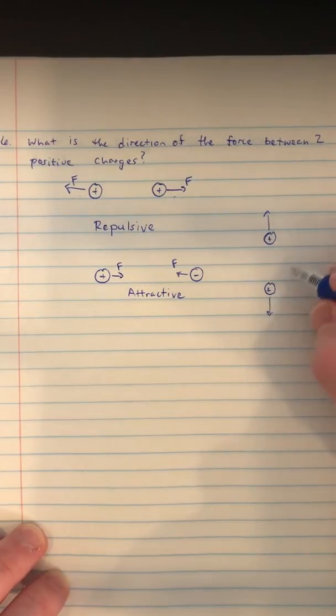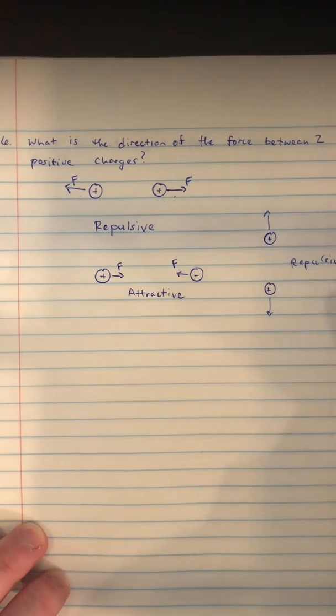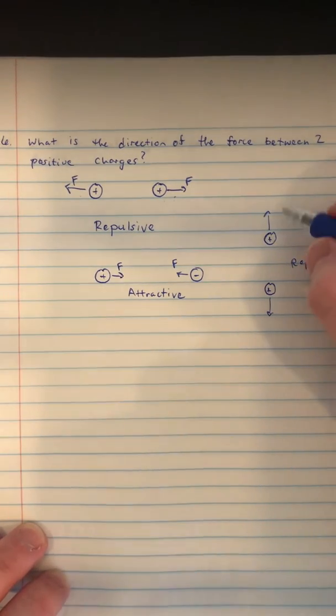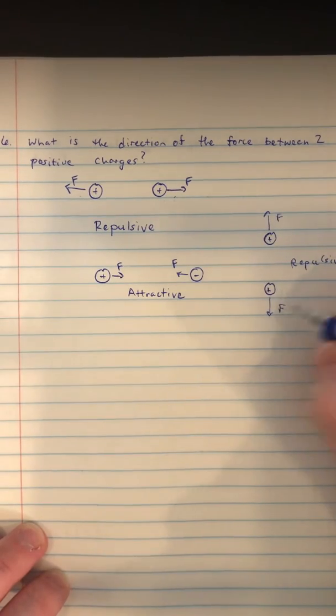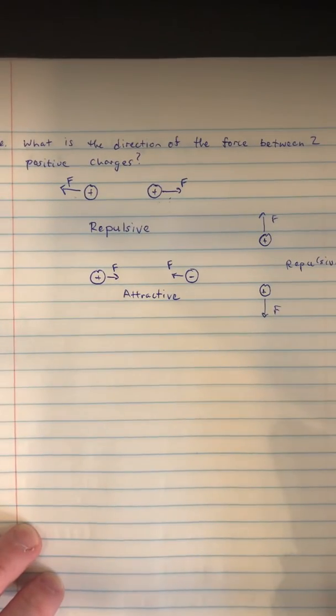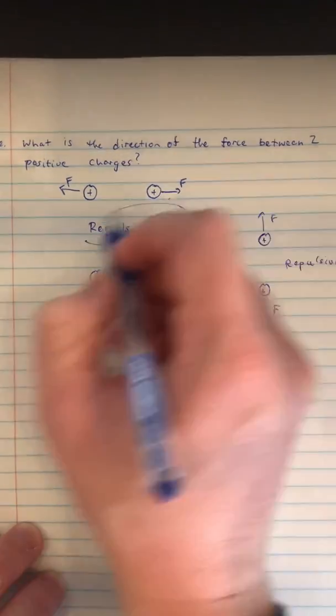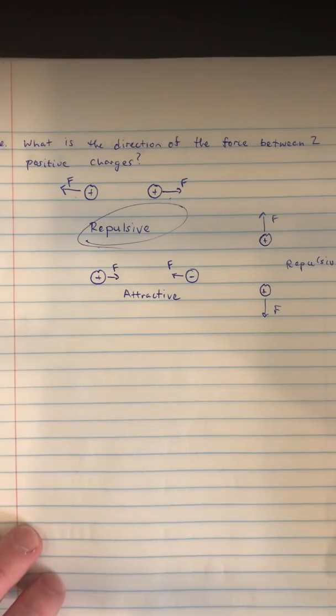Still repulsive, right, they're repelling, but do we say the direction is upward, or do we say the direction is downward? We can't say, because it's both. So the only way you can answer this, what is the direction of the force between two positive charges? We have to say repulsive. That's the only way we can answer that question.